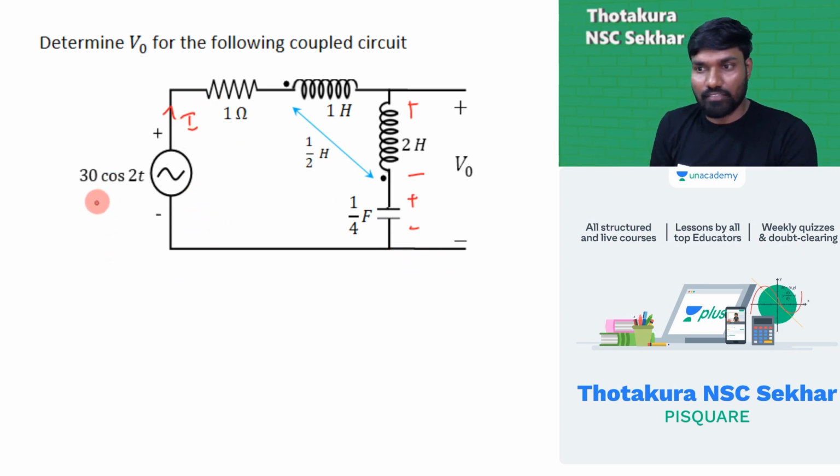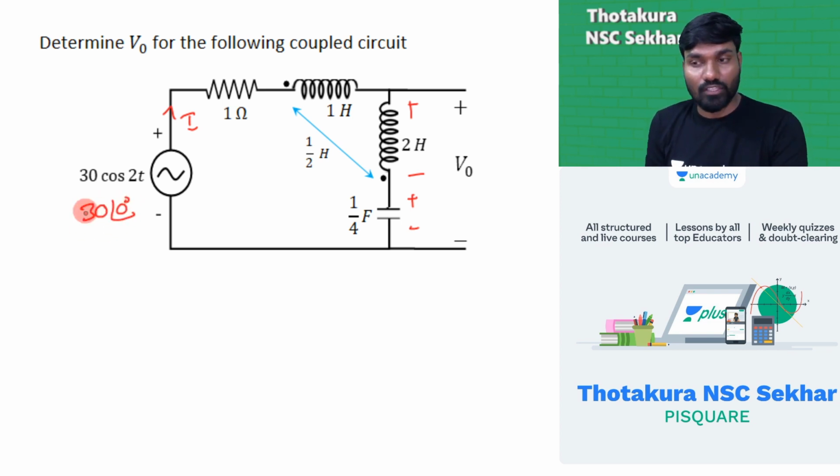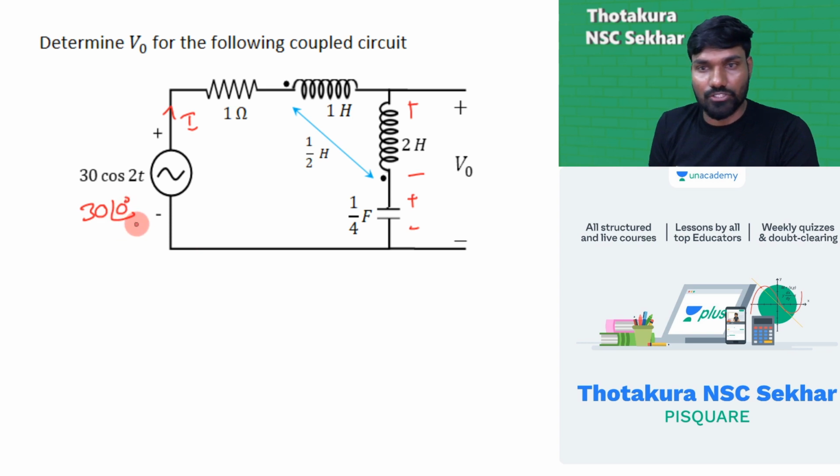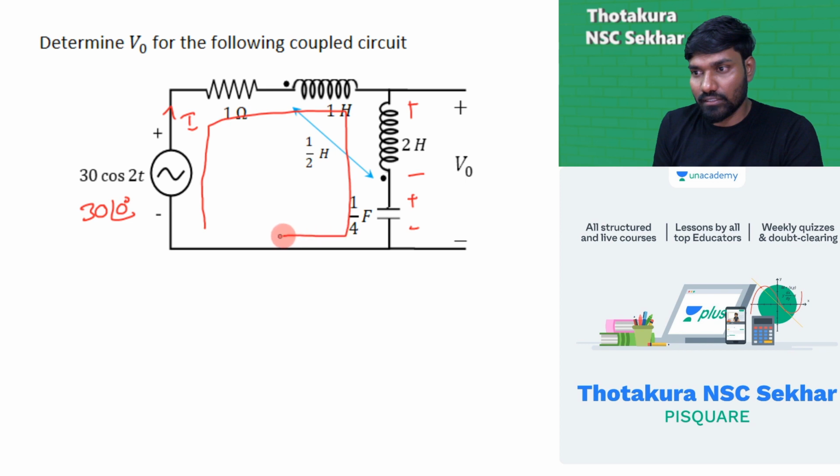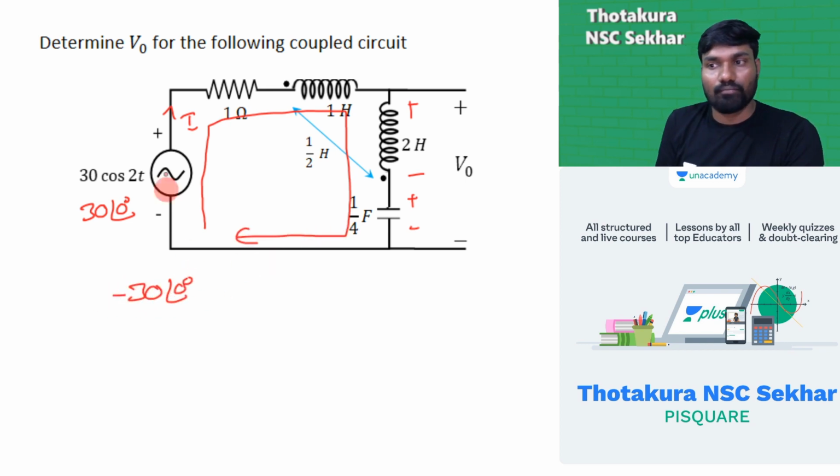I'm following the maximum values. So 30 at an angle 0 degrees. I'm supposed to take the RMS value here, but let's write it in maximum values, so the result will also be in the maximum value. So 30 at an angle 0 degrees. If I write KVL to this loop: minus 30 at an angle 0 degrees, current is going this way, so plus I into 1, it's simply I.